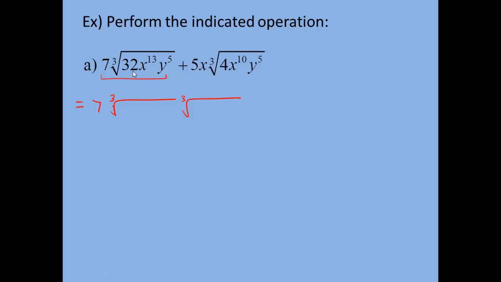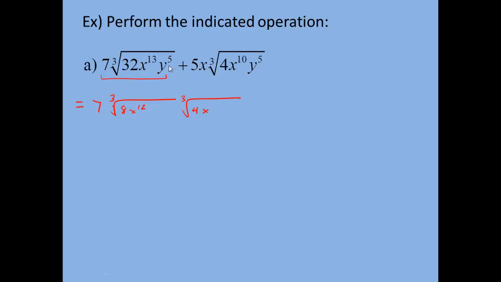32 has a perfect cube factor. The highest perfect cube that's a factor of 32 would be 8. The other factor would be 4, because 8 times 4 gives you 32. The highest perfect cube factor of x to the 13th: remember, I need the closest number to 13 that's divisible by 3, but it can't be higher than 13. So this is going to be x to the 12, and there's got to be 1 left over to make x to the 13.